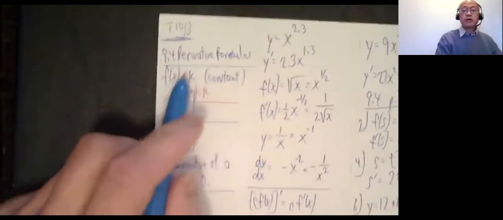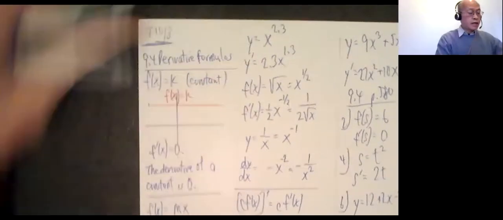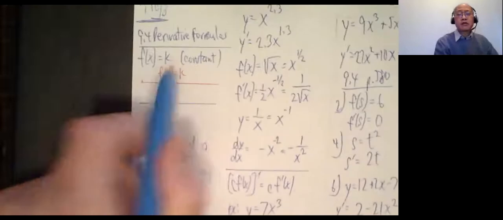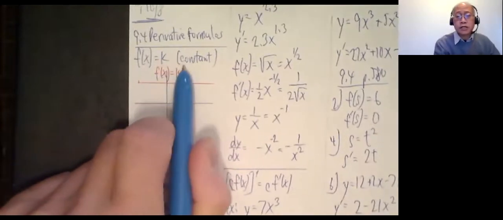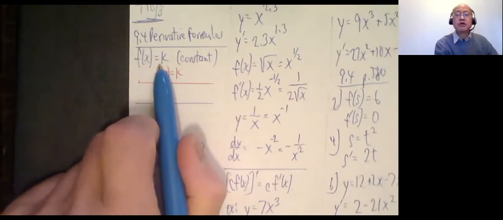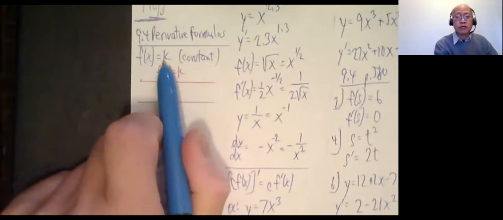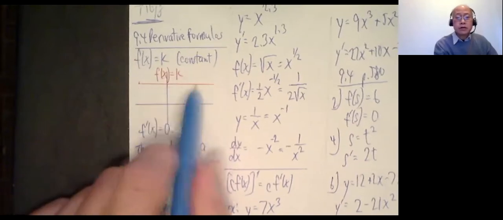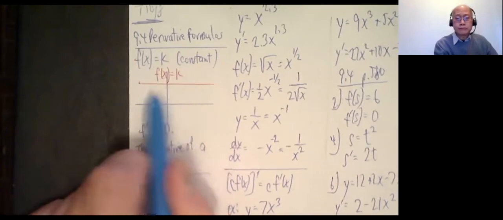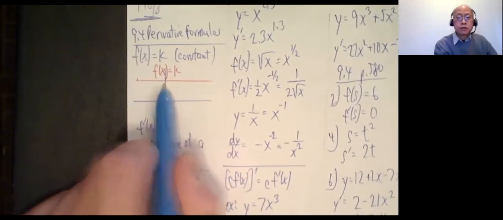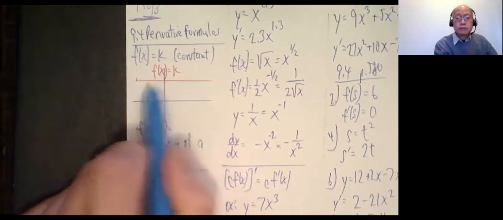So 9.4 derivative formulas. As usual, ignore any dates. This is from last time. Okay, suppose you have f of x equals k, a constant. K is for a constant. So all you see is a number, 7, 25, a million, negative a half, or whatever. Now in algebra, they look like horizontal lines. Derivative means slope. So what's the slope of a horizontal line?